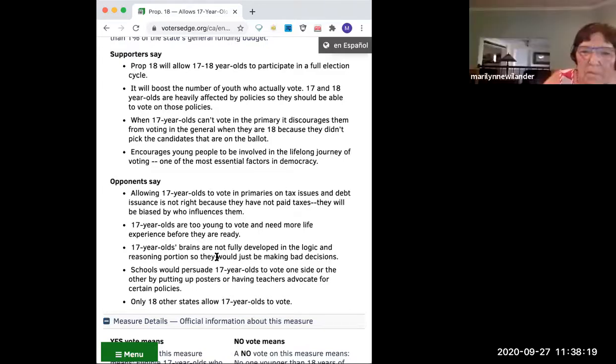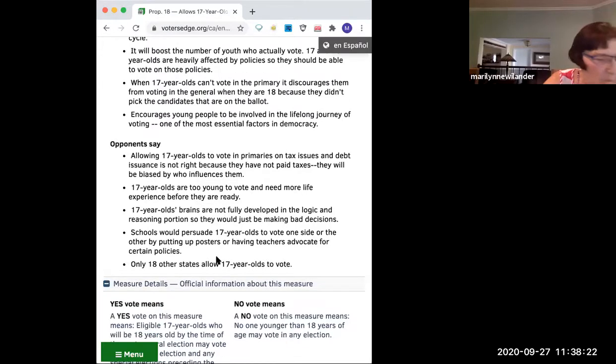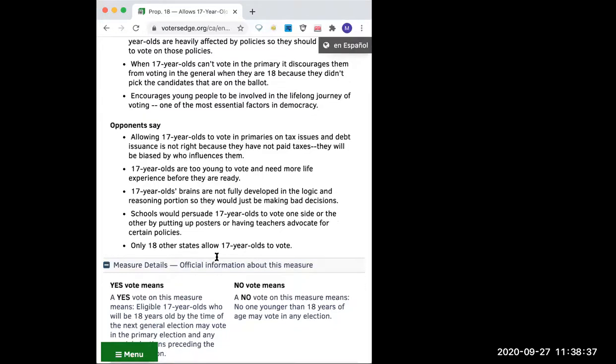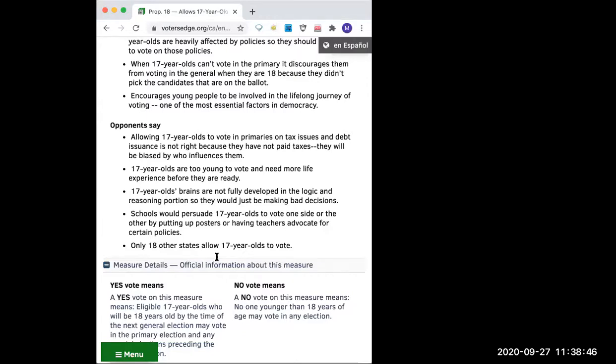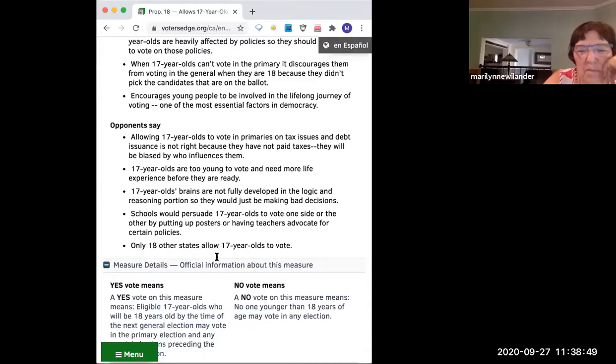Opponents say allowing 17-year-olds to vote in primaries on tax issues and debt issuance is not right because they have not paid taxes. 17-year-olds are too young to vote and need more life experience before they're ready when they're 18. 17-year-olds' brains are not fully developed in logic and reasoning, and schools would persuade 17-year-olds to vote by putting up posters or having teachers advocate for certain policies.